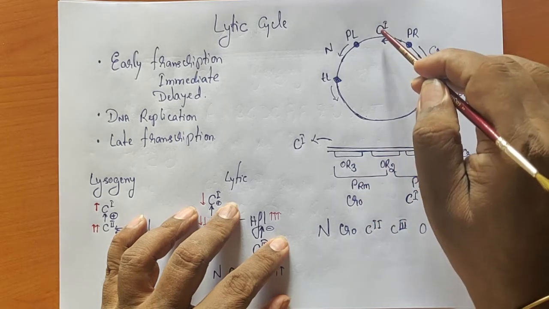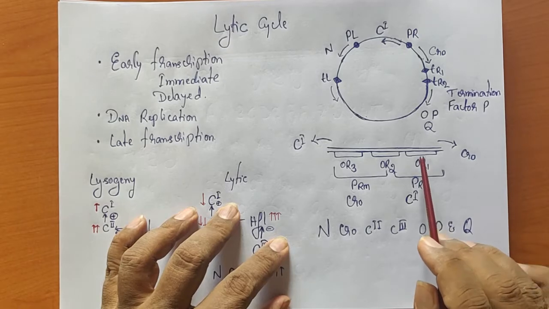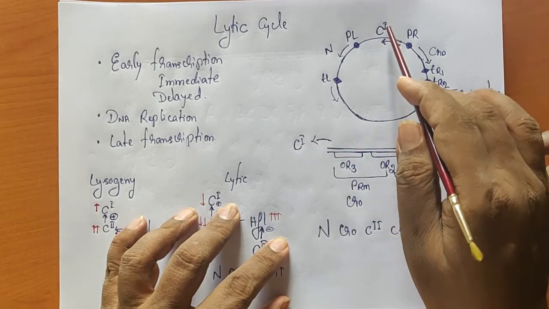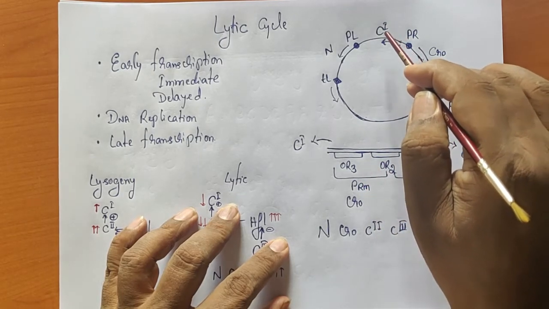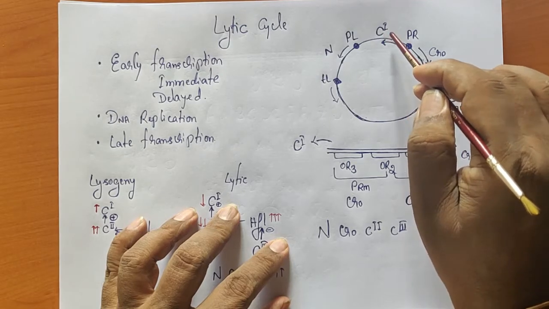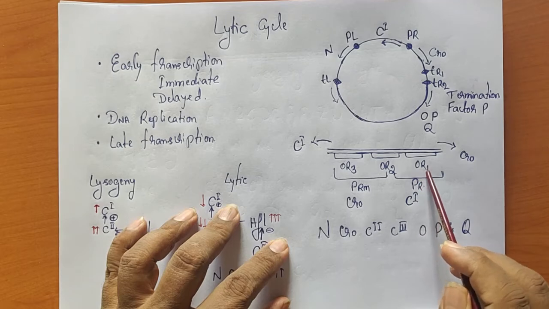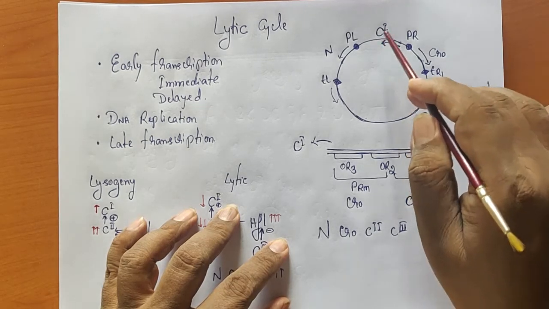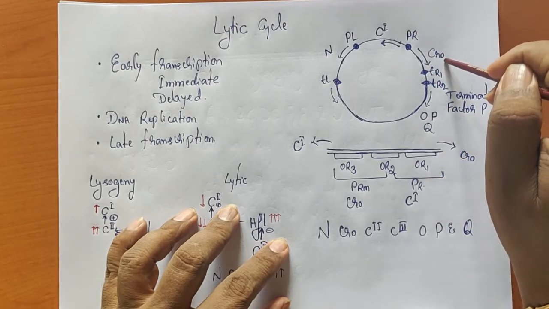So C1, what happens? In the PR region, I told you that it can transcribe in this direction and also transcribe in this direction. Suppose C1 binds here, then it blocks the synthesis of C1 itself. So that is not the right thing. What C1 does is that C1 will bind to the operating region 1, where it is responsible for the synthesis of CRO. So it will bind to that specific region and blocks the synthesis of CRO.